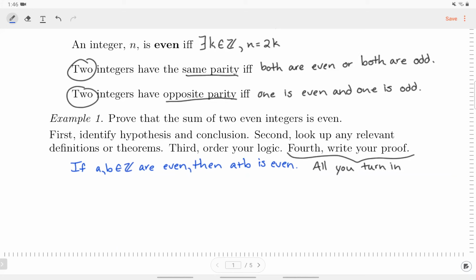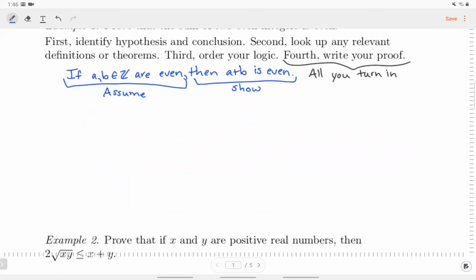Okay, so that means I'm going to be assuming A and B are even, because that's my hypothesis. And then I want to show A plus B is even. So let's see how we go about doing that. Here's where our scratch work comes in.